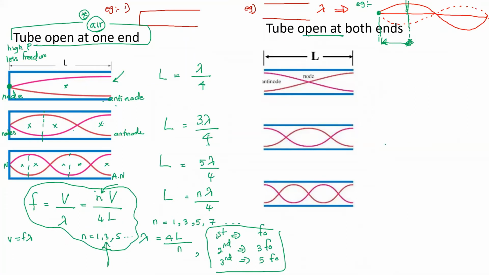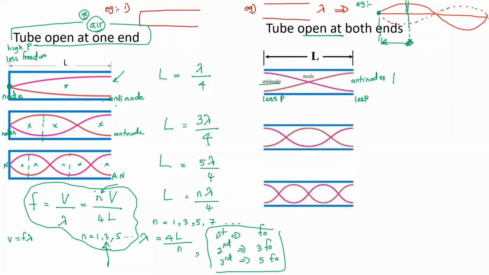Okay. So now let's look at the second example. Tube open at both ends. So when both ends are open, that means both ends have freedom, right? Less pressure. So both ends should have antinodes. So that's the condition. What is the simplest waveform that you can draw with 2 antinodes at the ends? This. There's no other way to draw it, right?